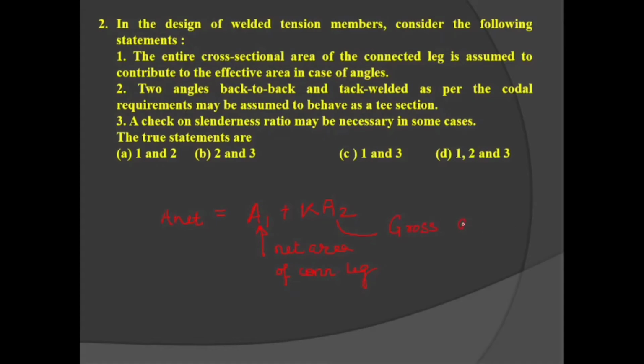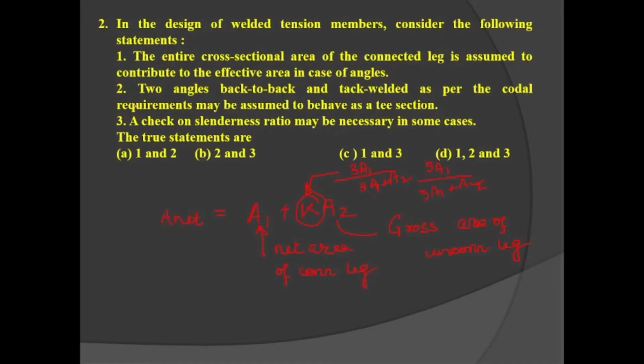A2 is the gross area of the unconnected leg, with no deduction. Now this K parameter is used to consider the effect of the gross area being more effective. K is a factor that depends on 3A1 by 3A1 plus A2, or 5A1 by 5A1 plus A2, and it is generally decided by the shear lag effect.